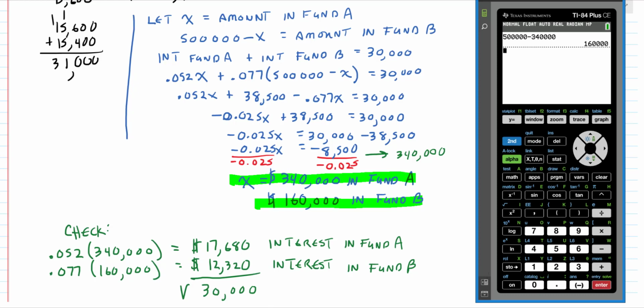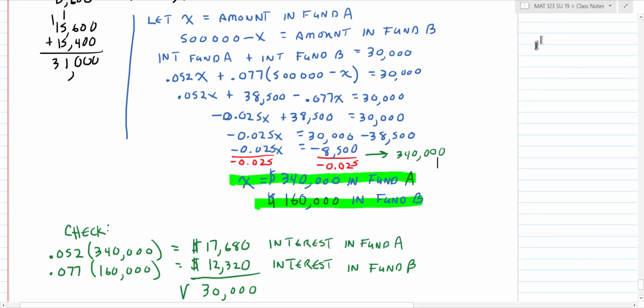Now, this is how I checked my answer. The interest on Fund A, 340,000 at 5.2%, gives 17,680 in interest. Fund B has 7.7%. I do that interest, I get this. Notice those two interest amounts add up to 30,000, so it's right. So you close off your word problem by checking, and you check it the right way. You don't plug into your equation. That doesn't prove anything. Just checking your interest, as the problem says, is how you tell you have the right answer to the problem.